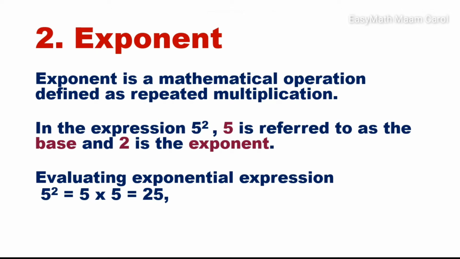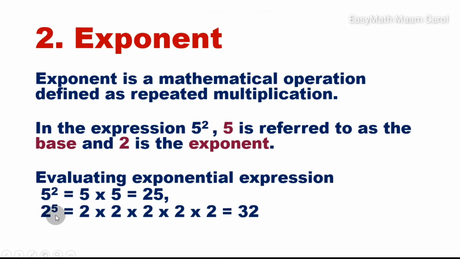So, minsan marami nagkakamali dyan na yung 5 at saka yung exponent na 2, yun yung iminumultiply nila, ginagawa nilang 5 times 2, and answer ay 10. Mali yun. So, dapat yung 5, imumultiply mo din sa 5. Yung 2 na exponent, siya lang yung nagsasabi kung ilang beses mo imumultiply.